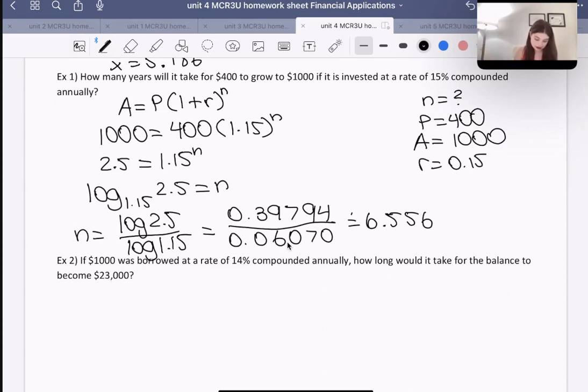Okay, and again, this is a decimal approximation, but if I take 1.15 to the power of 6.556, I should get about 2.5, and I get 2.49997, and then some other stuff. So again, about what we're looking for. This is our approximation. Therefore, it will take about just over 6.5 years for us to grow $400 to $1,000. So it'll take quite a few years, even with this very good interest rate that we're getting. So that's going to be our answer: it will take about 6.556 years to grow that money.